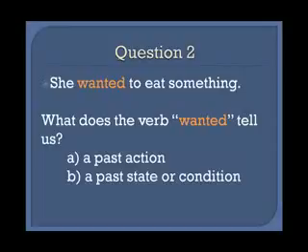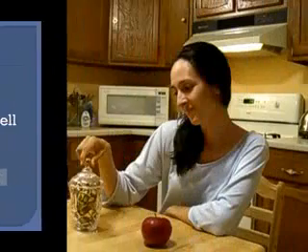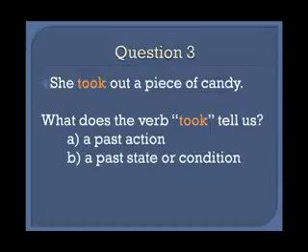Question 2. She wanted to eat something. What does the verb wanted tell us? Answer: B, a past state or condition. Question 3. She took out a piece of candy. What does the verb took tell us? Answer: A, a past action.